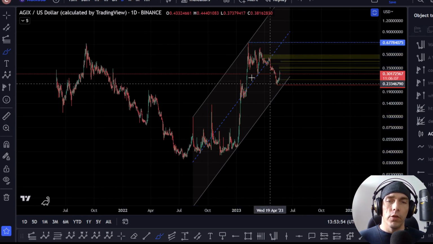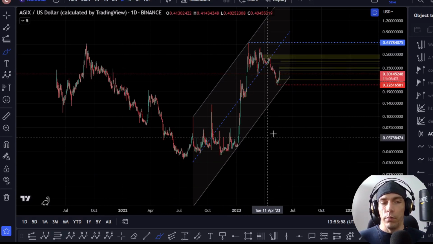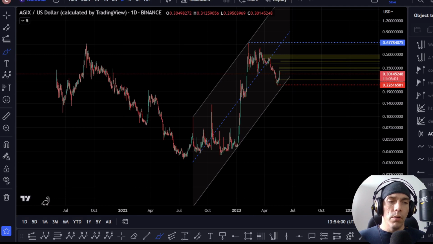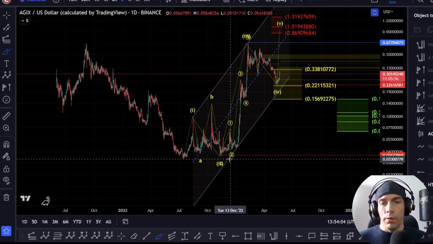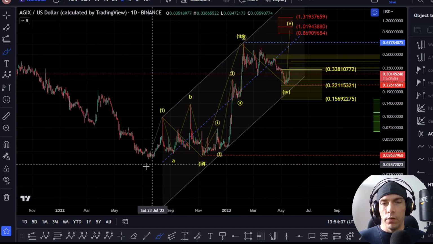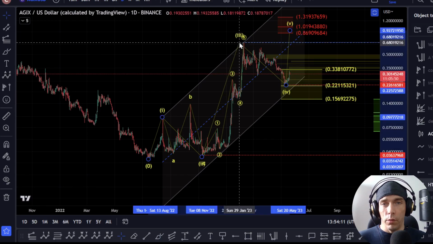So we're going to go over these individually and what would need to happen in order to invalidate or validate either of these counts. So we're going to go over the bullish count first, where we are treating this as we have a low in place here. So if this is the case, what we would be looking for is the potential that this is 1, 2 here, and then we'd be looking at this as a third wave to the upside.